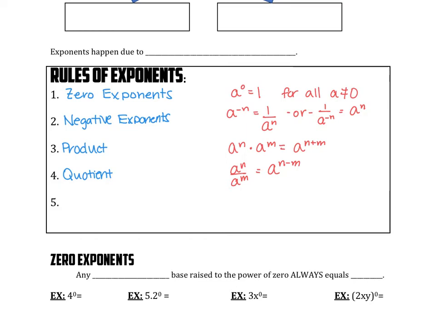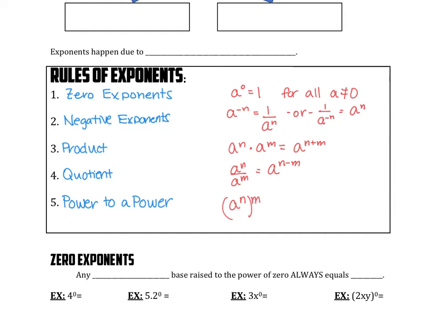Well, the final rule that we're going to talk about, the last one for these properties of exponents, is what we call a power to a power. Power to a power rule. Okay? And the power to a power rule looks like this in its mathematical definition. A to the n raised to the m.